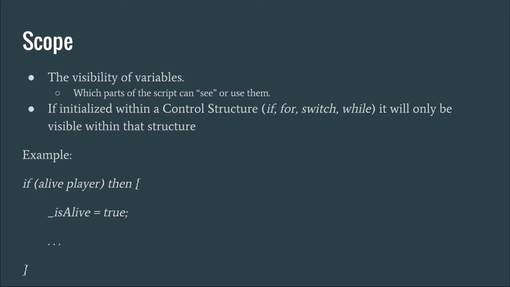Variable scope again refers to the visibility of variables. However, it's referring to the visibility within the script. So it's talking about which parts of the script can see or use them. If you initialize a variable within a control structure, so for example an if statement, a for loop, switch, while, etc., it will only be visible within that structure. So an example would be if alive player then underscore is alive equals true. So we initialized that variable within that control structure. If we tried to use that variable outside of that if statement, it would not work because it is only visible within that control structure. We'll get more into that when we start going over control structures.